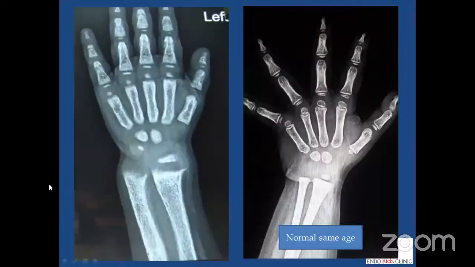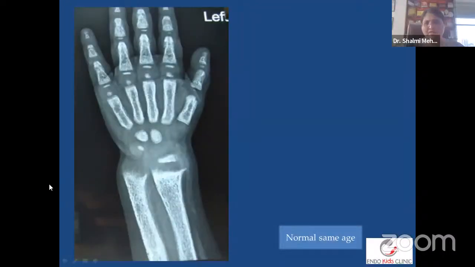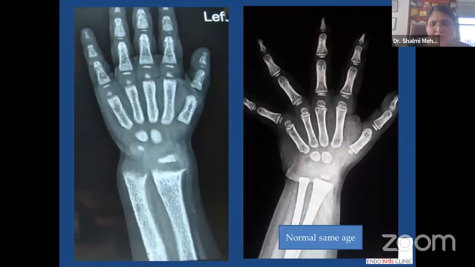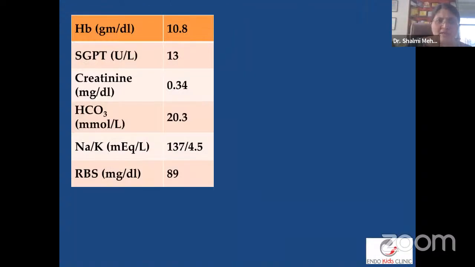This is the X-ray of this child, right? So you can see all the typical signs of rickets, the flaring, the fraying. If you just want to compare the X-ray with somebody of the same age, you can see the severe rickets that this child had, which was otherwise normal.